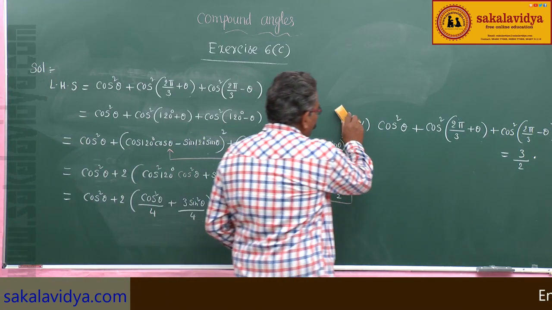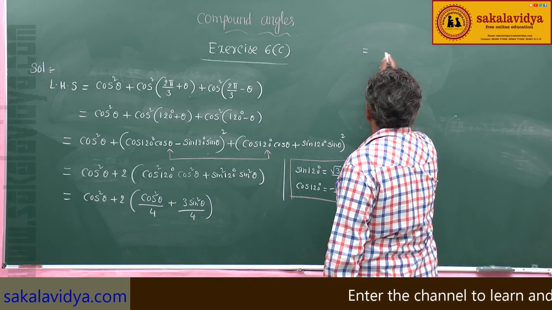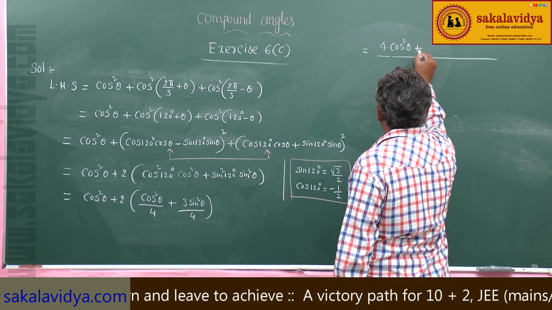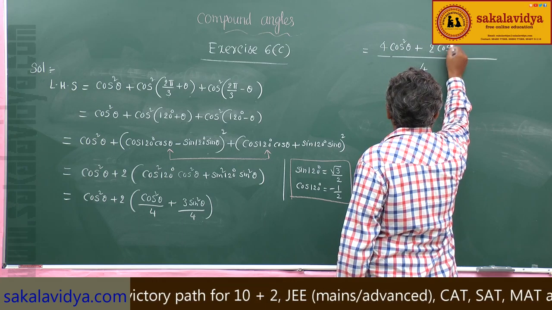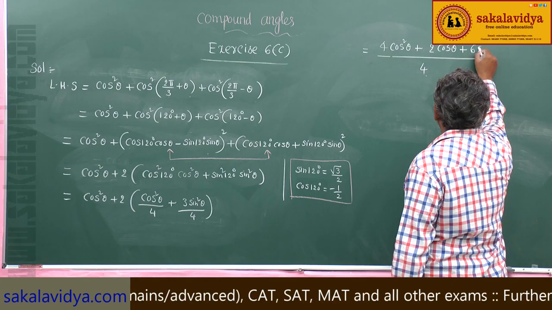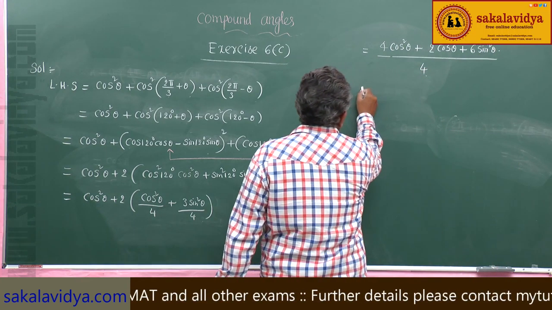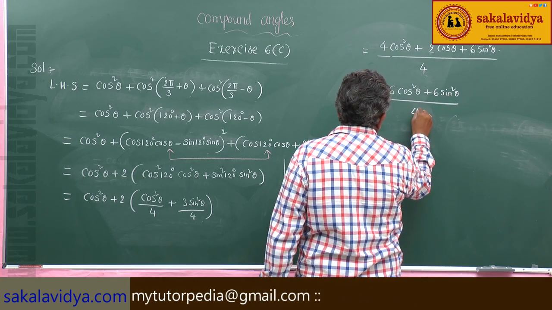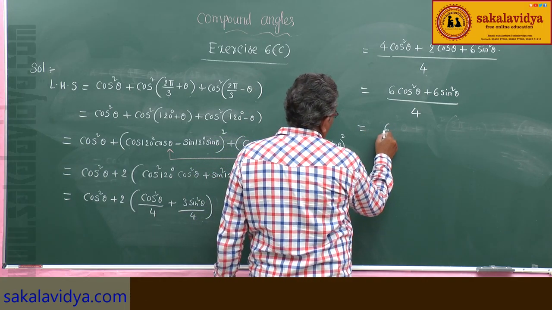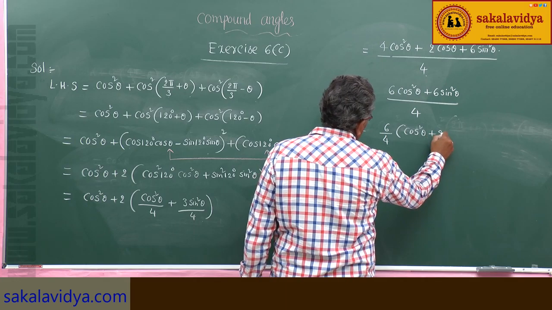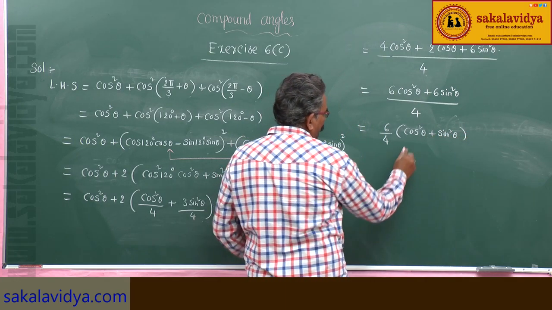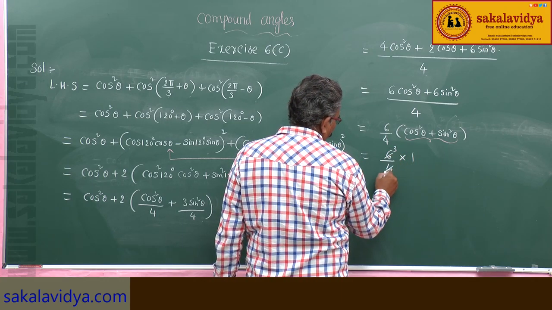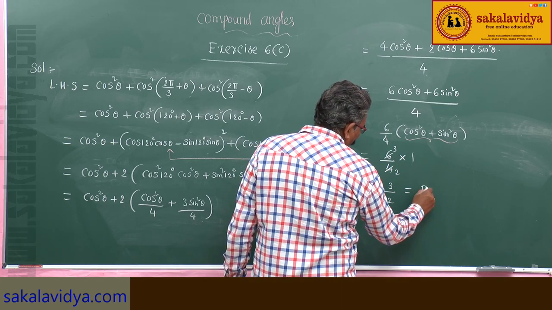Now we get this equal to, with 4 as LCM, 4 cos square theta plus 2 cos square theta plus 6 sin square theta. This is 6 cos square theta plus 6 sin square theta by 4. 6 by 4 is common, so we get cos square theta plus sin square theta. This is the fundamental trigonometric identity. Everybody knows this is 1. So 6 by 4 of 1, which on cancelling is 3 by 2, which is equal to our required answer, the RHS.